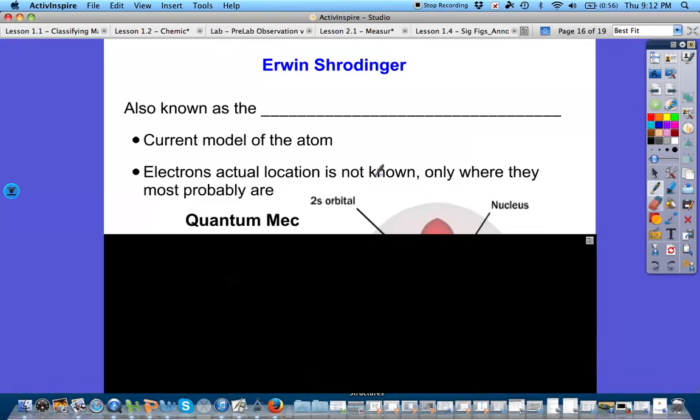Erwin Schrödinger, he is responsible for the current model of the atom. His model is also known as the quantum mechanical model.